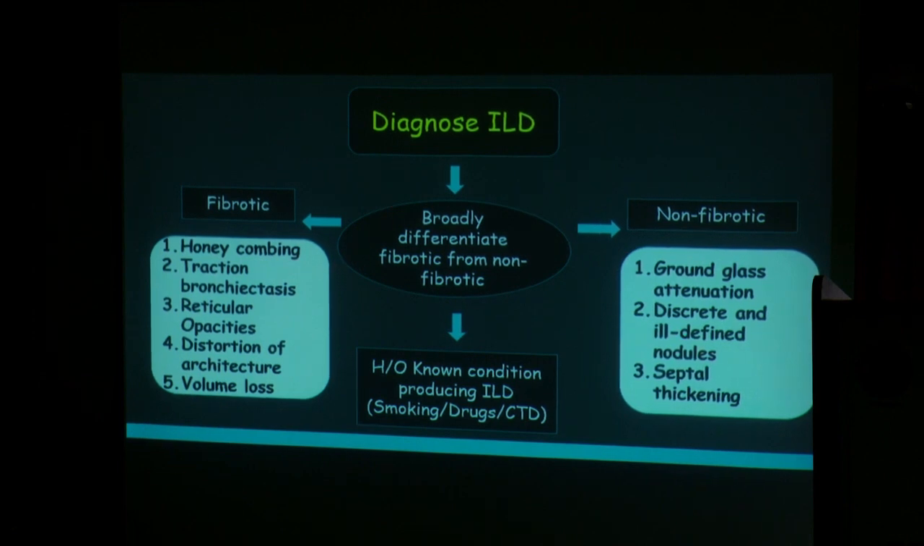Now when you suspect ILD in a case, you have a set of findings to suspect ILD. These are the findings. You classify them into fibrotic and non-fibrotic ILDs, and history always remains an important point in giving a diagnosis of ILD. You should always ask for smoking history, drugs prone to insult the lung, and connective tissue disorders.